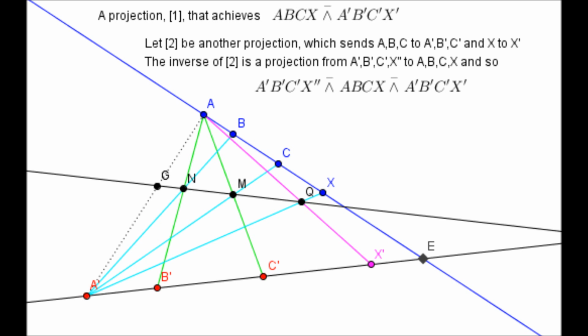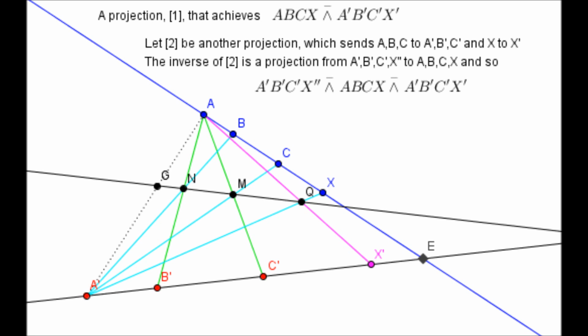Okay? So basically I've just said that if there's a projection going this way, there's got to be a projection going back again as well. And then the thing is that we also know that there's a projection from ABCX to A' B' C' X', as we've just been discussing at length.